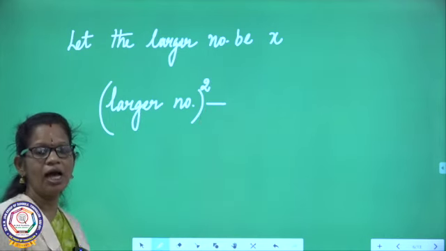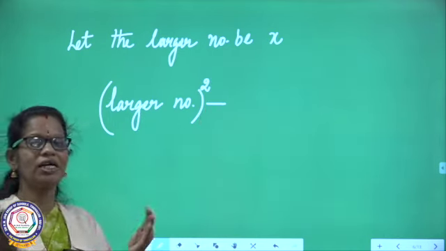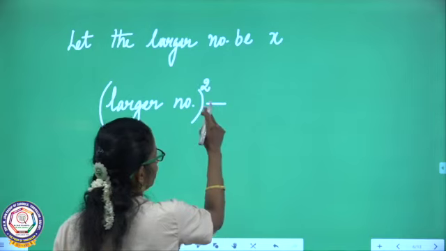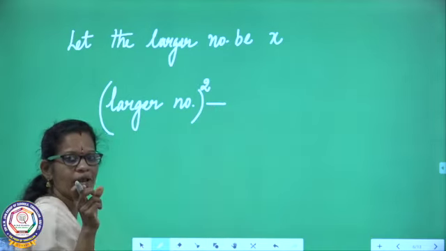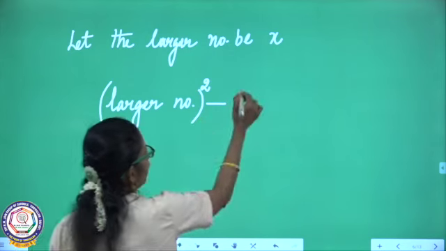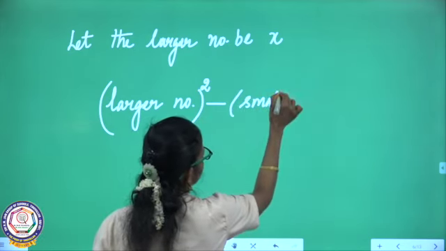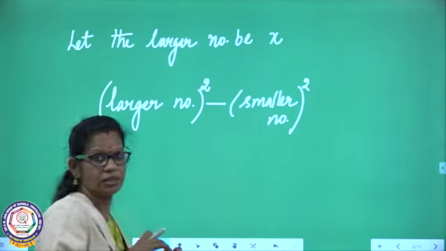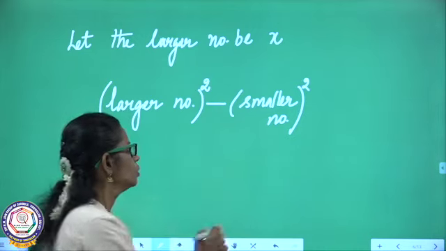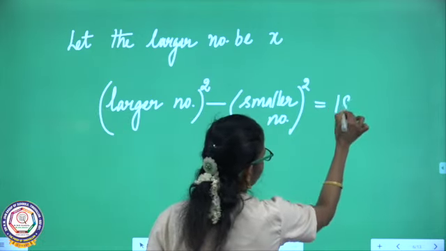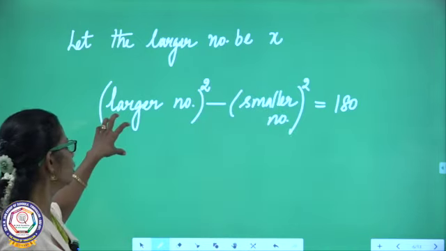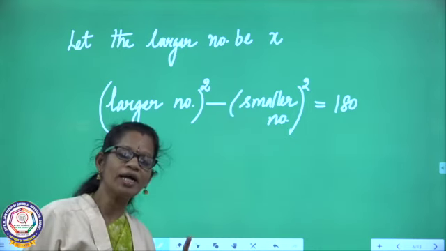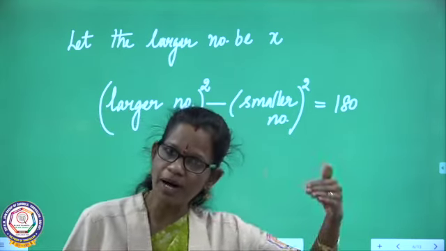minus, what I said, larger number square minus smaller number square, because the difference between the two numbers is 180. The word difference is important, that should be replaced by subtraction. Larger number square minus smaller number square is equal to 180. First statement I completed, right? First statement, the difference between the two numbers is 180. Now I pass on to the next.